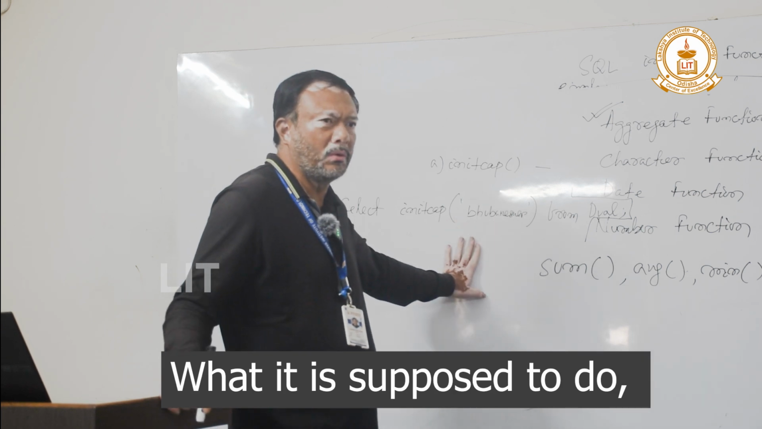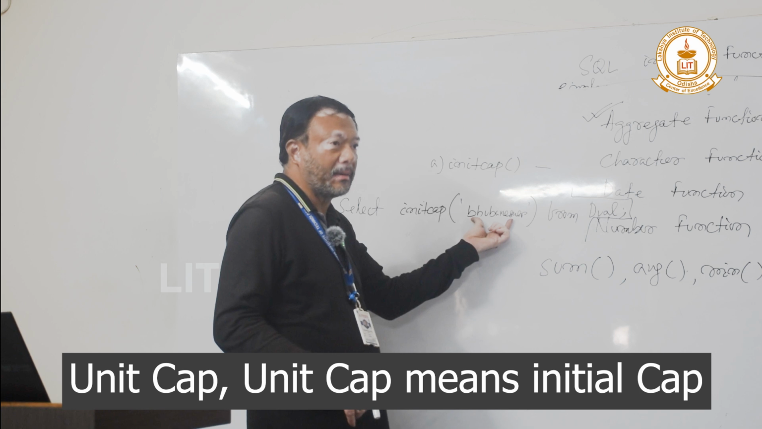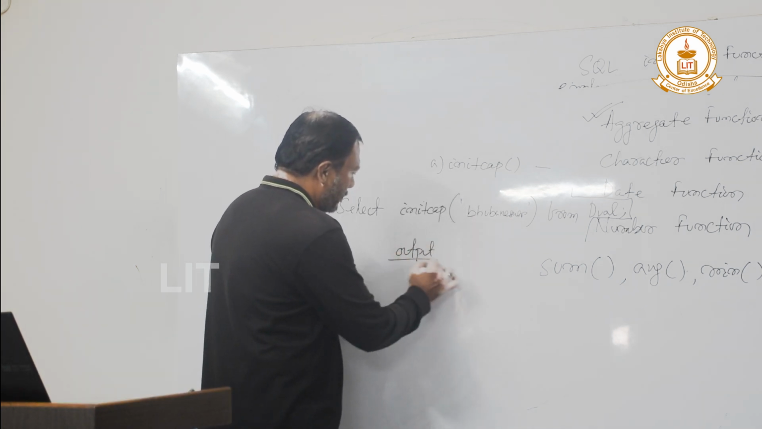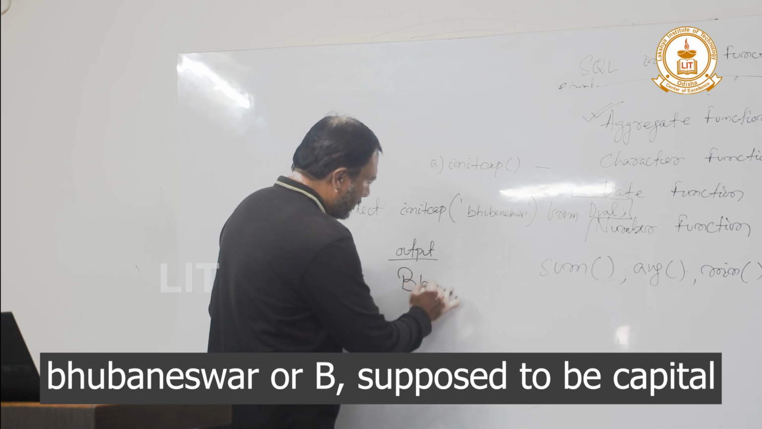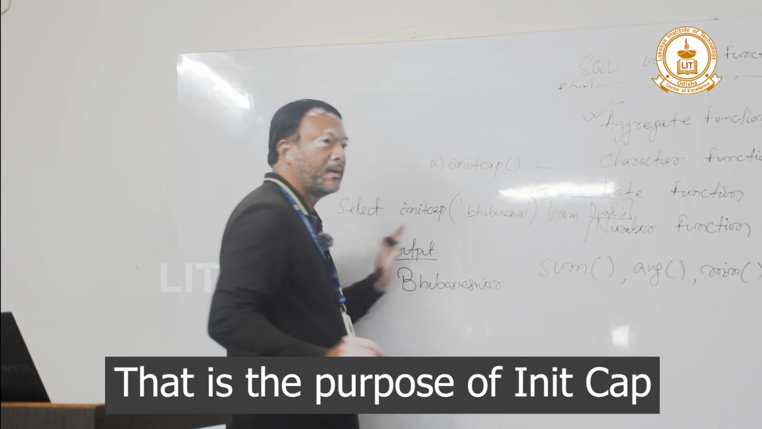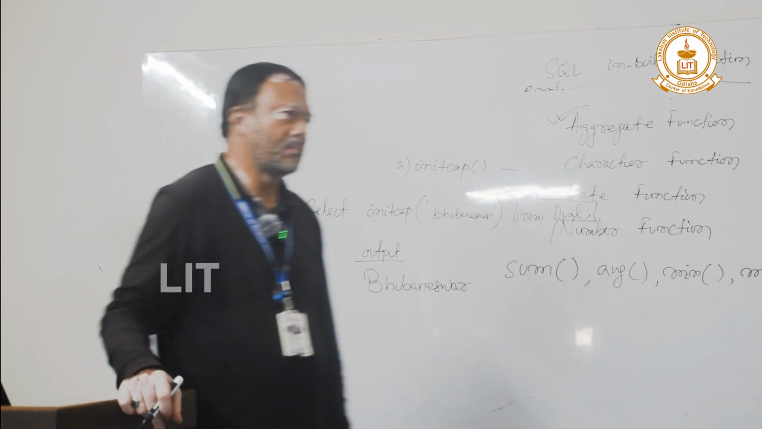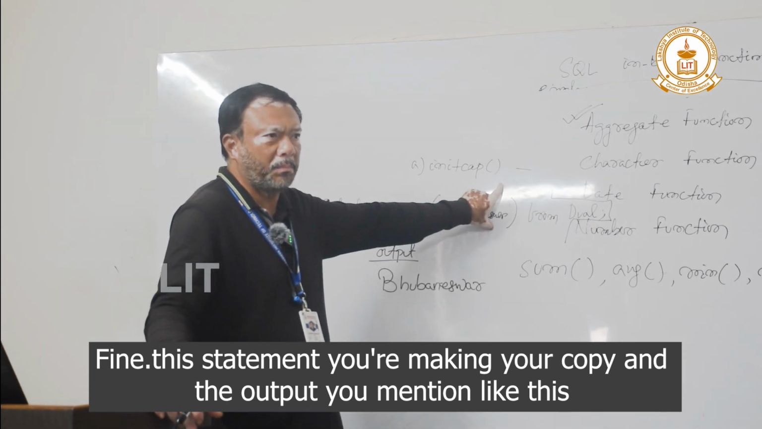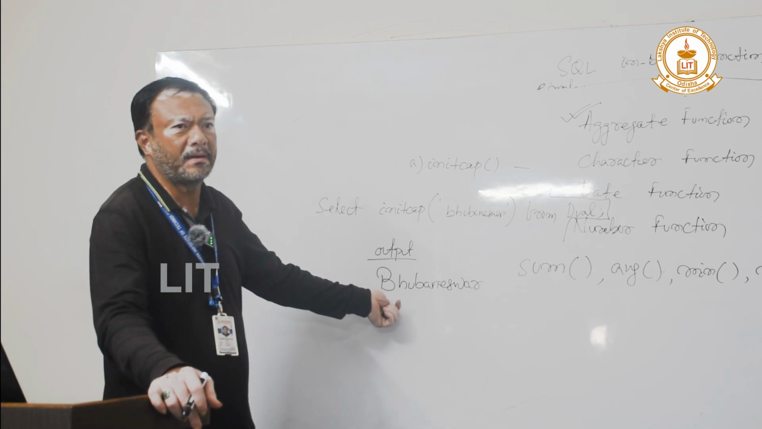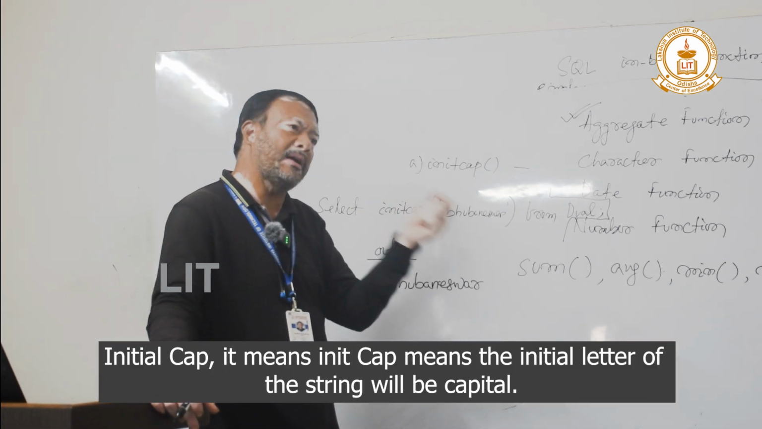What it is supposed to do, I am just explaining, please concentrate. INITCAP means initial cap. What is supposed to be the output of this? You write in your copy the output Bhubaneswar, with B supposed to be capital. That is the purpose of INITCAP, but in the present version INITCAP is not working. Fine, the statement you make in your copy and the output you mention like this: Bhubaneswar, B supposed to be capital. INITCAP means the initial letter of the string will be capital.